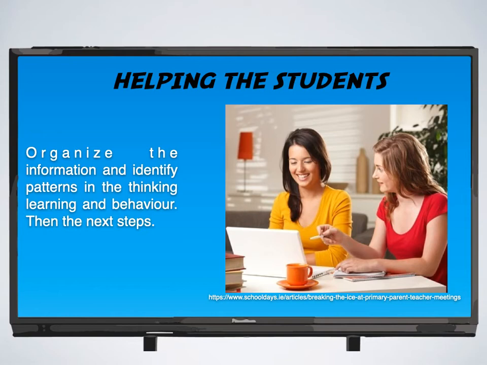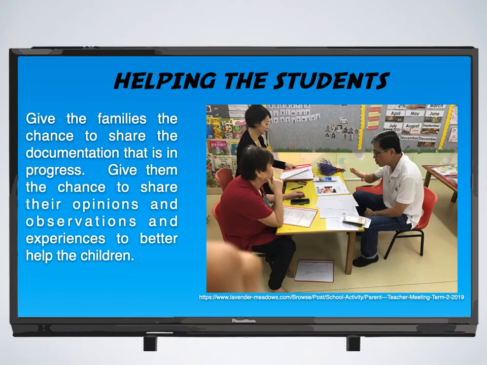Now, this is on us educators. Organize the information, identify patterns in the thinking, learning, and behavior. Then, the next steps. Give the families the chance to share the documentation that is in progress. Give them the chance to share their opinions and observations and experiences to better help the children.